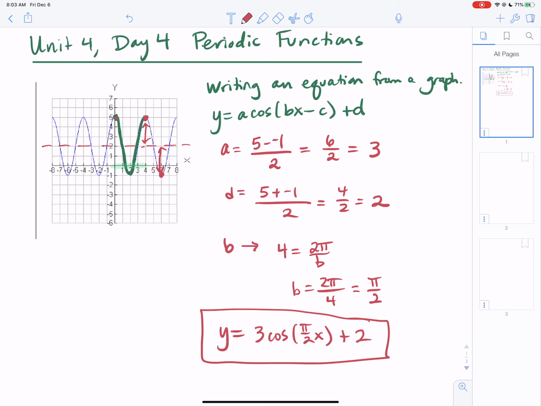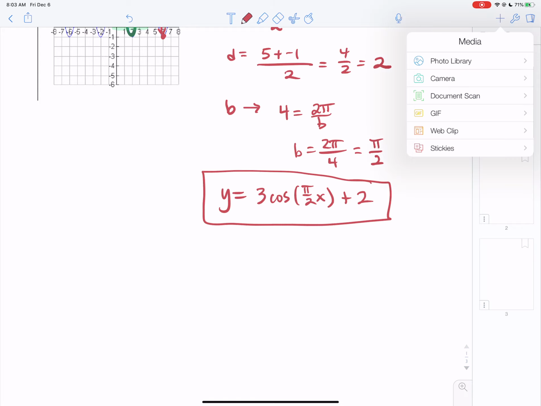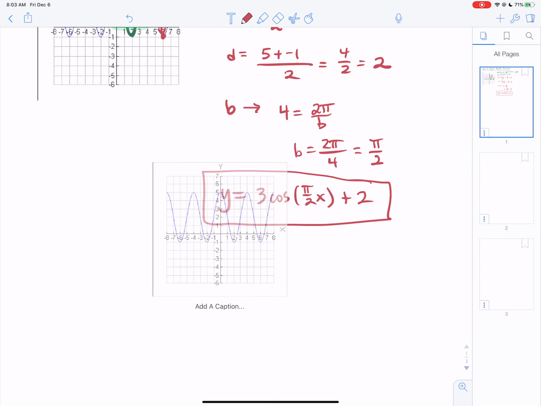All right, I'm going to do the same thing, but I'm going to now do a sine equation for this. So let me pull up the graph again.